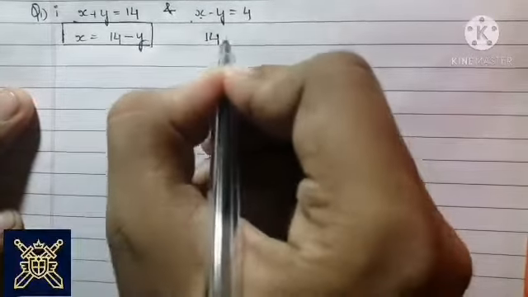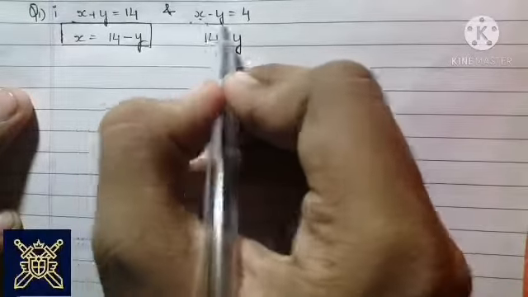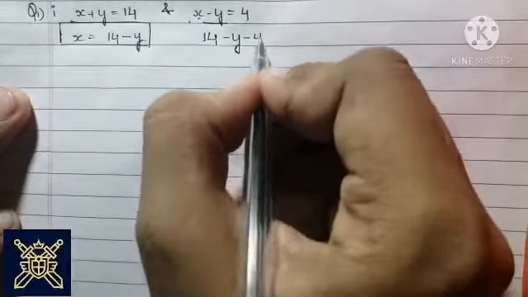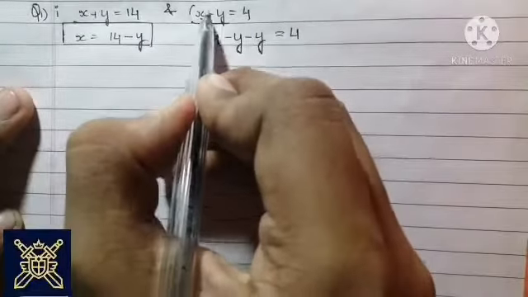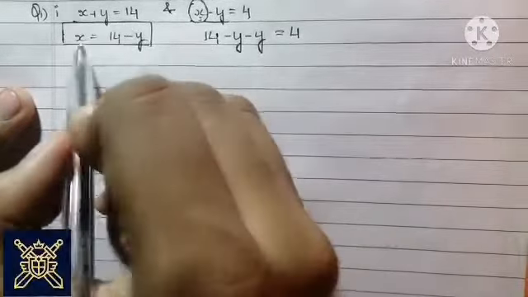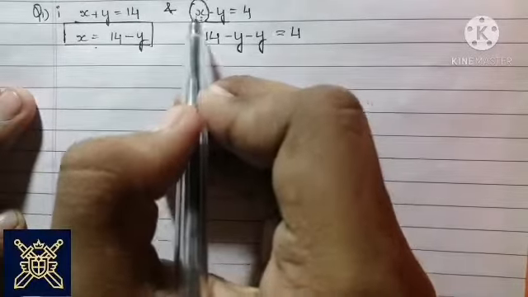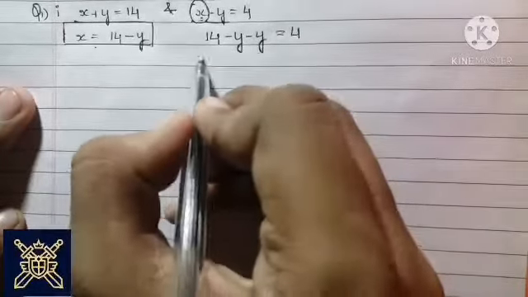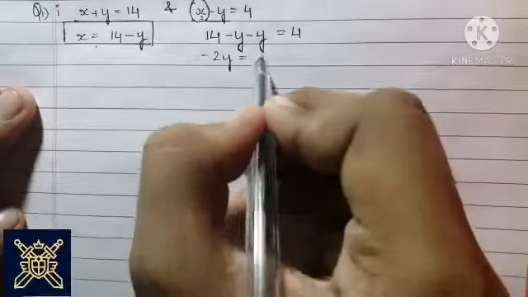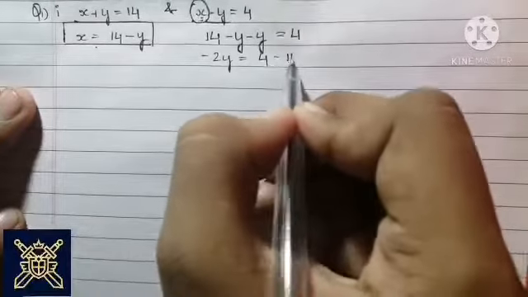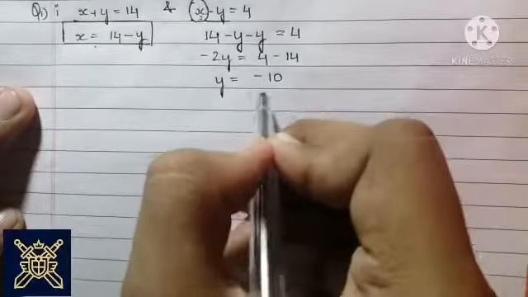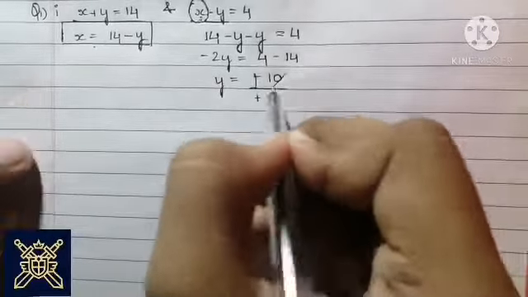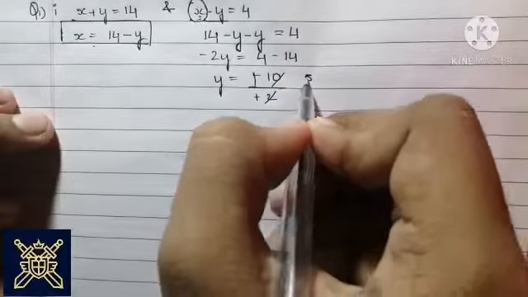So 14 minus y, and here we have minus y also, so minus y, and this is equal to 4. So what we have done is we have replaced the value of x from here to here. The value which we have got here, we have put it in this equation. So now what we have is minus 2y is equal to 4 minus 14. What we get is that y is equal to minus 10 by minus 2. This implies that y is equal to 5.